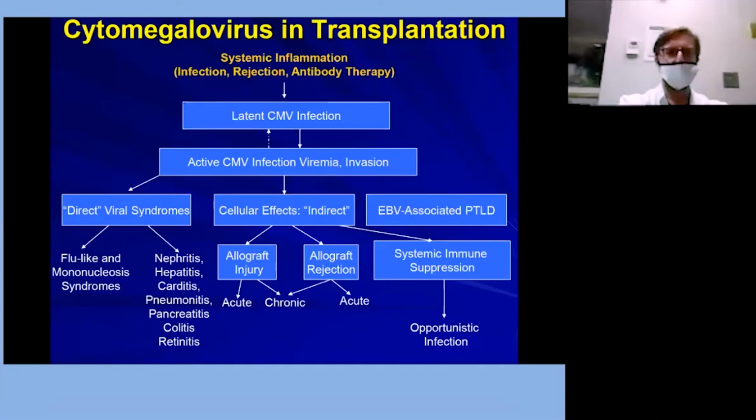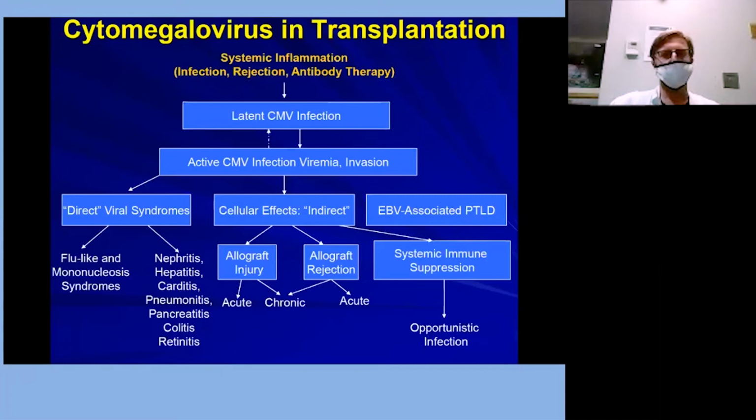So CMV is something that we check for frequently. Obviously it's a latent infection, and it has really a host of effects. Commonly, we see GI manifestations, but it can involve really any organ, often with non-specific, just flu-like symptoms. And we have lost a couple patients to CMV infections that were resistant to therapy. So it's something that we do watch for.